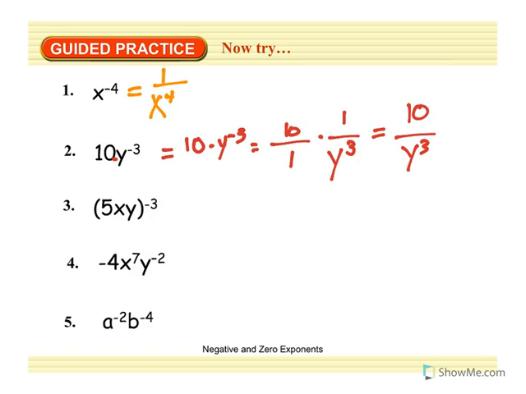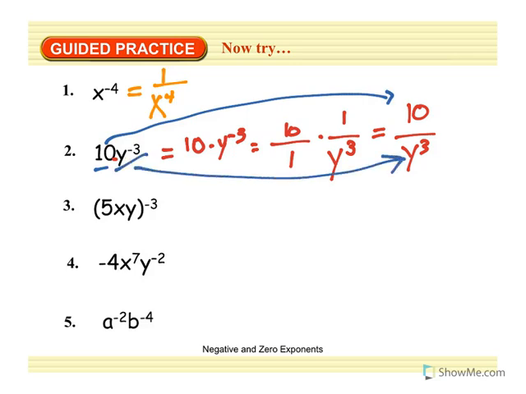But if we would have just used our rules, 10 is my coefficient. Coefficient ends up in my numerator. My negative exponent I make positive, and it goes to the denominator. So those rules work really well. Now number 3 is a bit of an exception, right? The whole thing is raised to the negative third. I don't have to do much. How do I evaluate the negative third power? It's 1 over the third power. Right, so 5xy to the negative third is 1 over 5xy to the third.